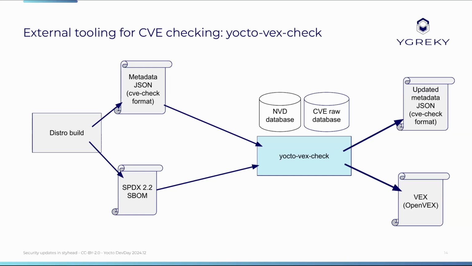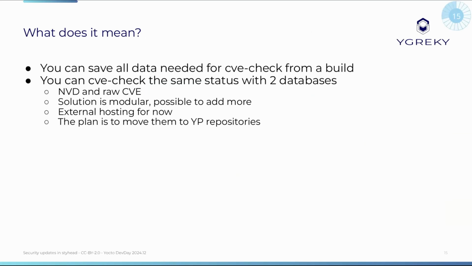And of course, there is a loop. The updated metadata you can give as an input to the cve-check if you want to have the version updated. Now, what does it mean? You can save all data that you need for a vulnerability check from a single build. And you can check the same status with two databases.